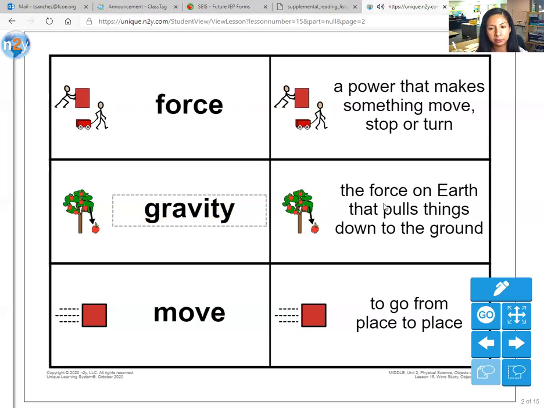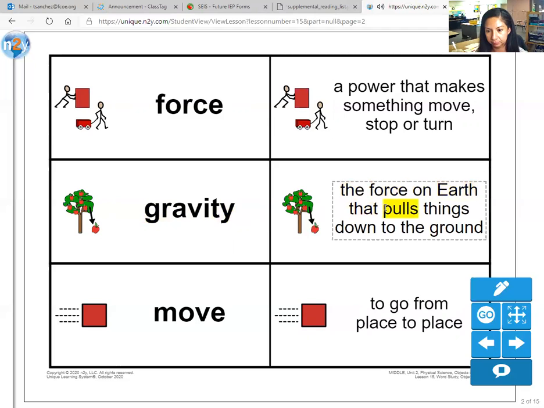Okay, and the next word. Gravity. What is gravity? The force on Earth that pulls things down to the ground. Okay, gravity is a type of force that pulls things to the ground. When you're on Earth, there's gravity that keeps you on the ground. In other planets and other things in space, like the moon, there's not gravity, so things don't stay on the ground, they float. Okay, and the symbol for gravity is the apple that fell out of a tree. Gravity made this apple fall from the tree to the ground.